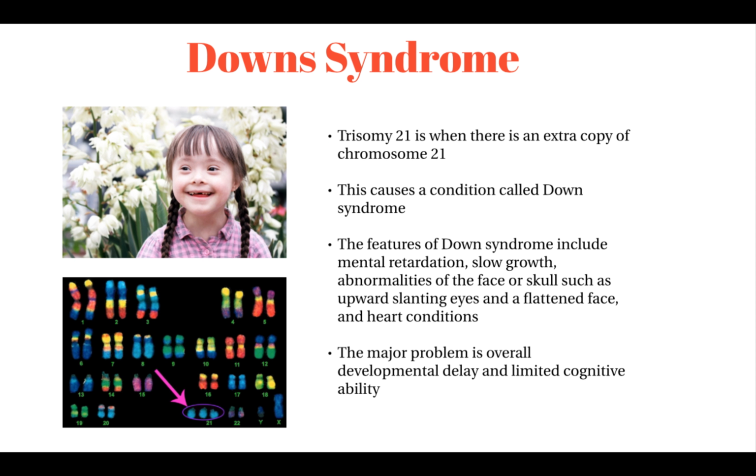So, Down syndrome. Trisomy 21 is when there's an extra copy of chromosome number 21, and we can find this out with the use of blood tests and ultrasounds early on in pregnancies. The risk of this is increased as the age of the mother is increased. The features of Down syndrome include mental retardation, slow growth, abnormalities of the facial skull, upward slanting eyes and a flattened face, as well as heart conditions. The major problem of this is overall developmental delay and limited cognitive ability.